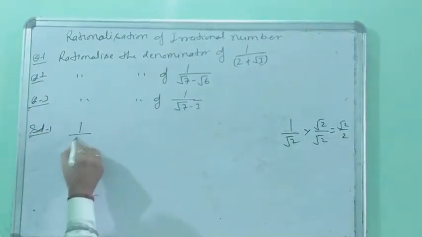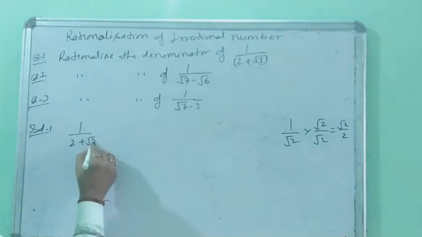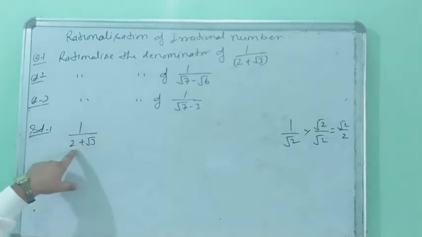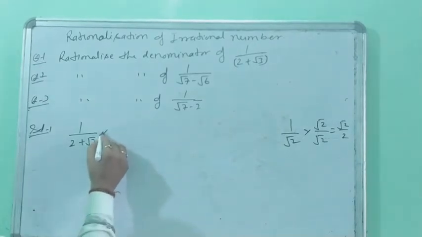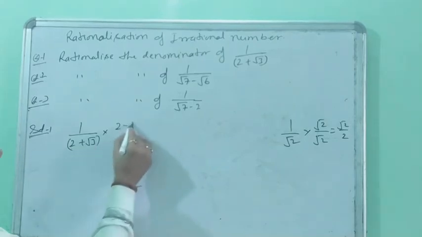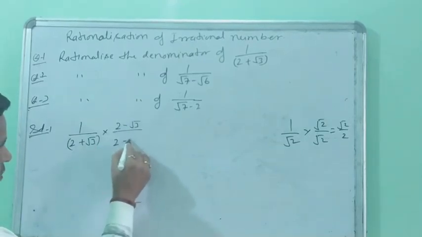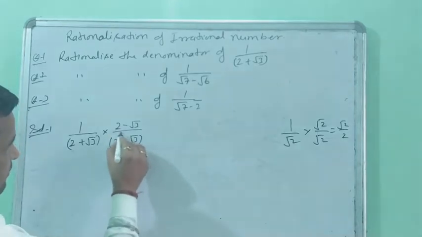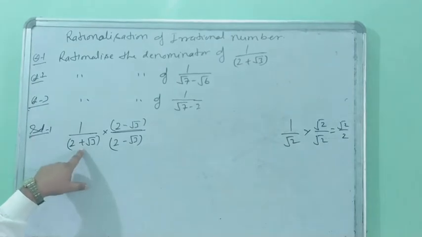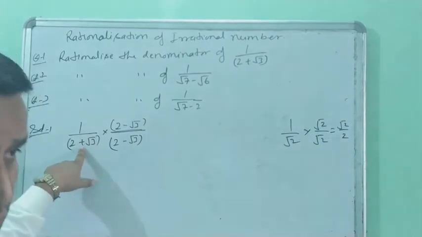First of all, you write the question here, 2 plus root 3. And this question is in the binomial form, so you will convert it here. Then you will multiply by the conjugate. What is the conjugate of 2 plus root 3? It is 2 minus root 3. Same number, 2 minus root 3. When you convert the binomial form into the rational form, you multiply and divide by the conjugate of the denominator. Then you multiply and divide here.